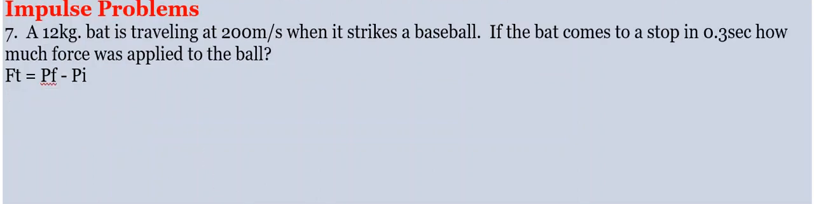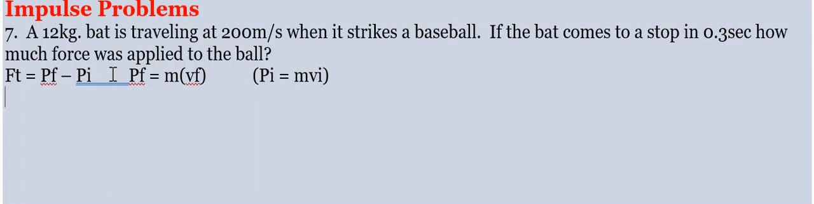Now let's look at an impulse problem. I've given us the equation force times time equals PF minus PI. And remember that PF is equal to the mass times the velocity final. So that VF there is velocity final. And then the same thing, of course, would work for PI. The initial momentum is equal to the mass times the initial velocity. So that's how we're going to find PF and PI.